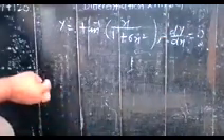Write this one. y is equal to tan inverse of x upon 1 plus 6x square. You have to find the value of dy by dx.